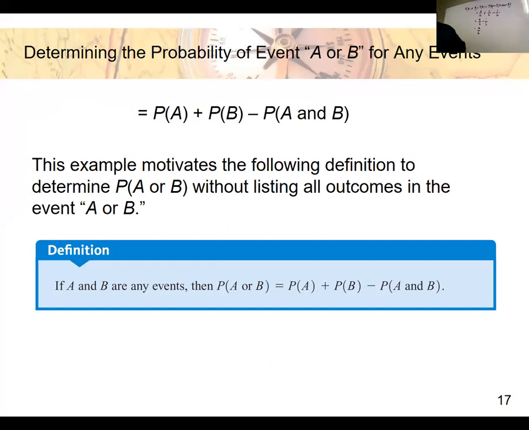Okay. And of course, that's the definition for the probability of A or B when you do not have mutually exclusive events. So you have to use that: the probability of A plus the probability of B minus the probability of A and B.